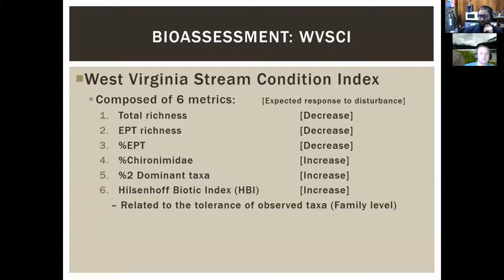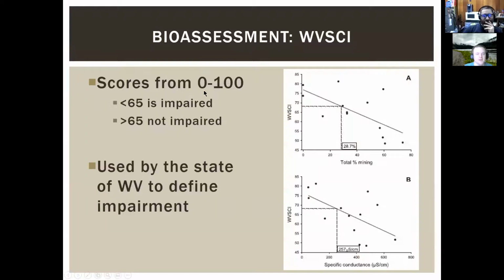And then each of these 6 metrics are standardized on a scale of 0 to 100. And then they're averaged. So we'll have one score, which is our West Virginia Stream Condition Index for each stream. So we're averaging all 6 of those. And then if it's less than 65, it's considered impaired. If it's greater than 65, it's not impaired. This is how our state defines whether or not a stream is impaired.